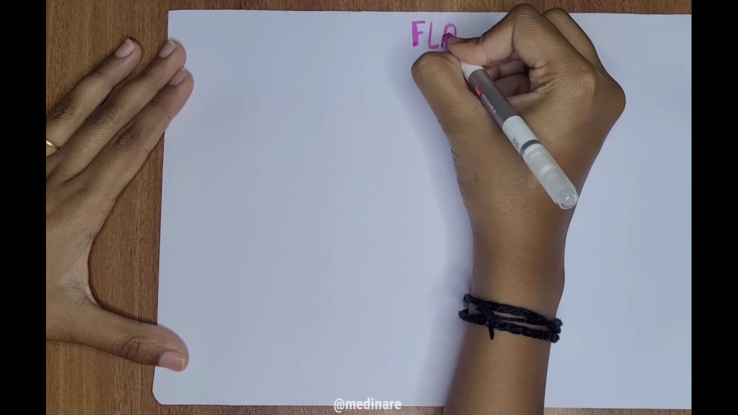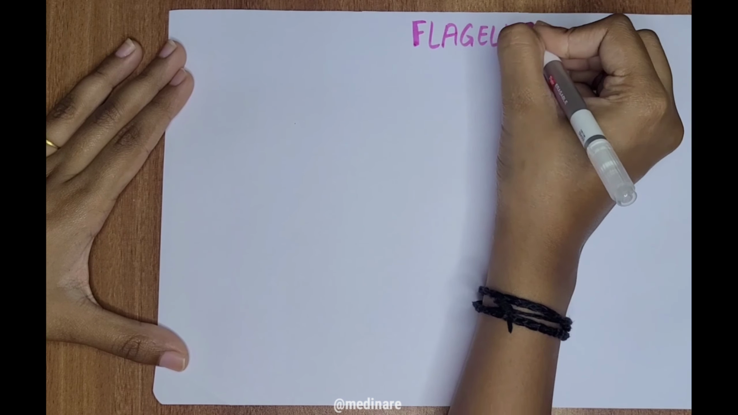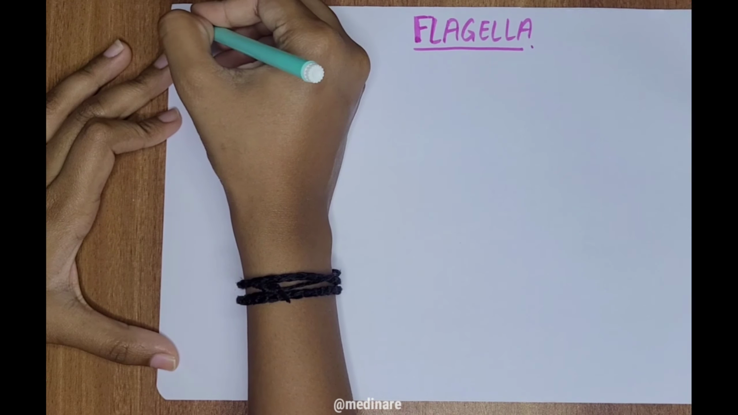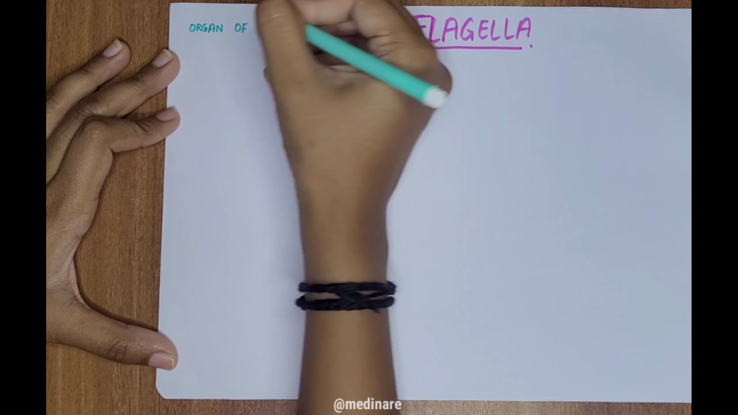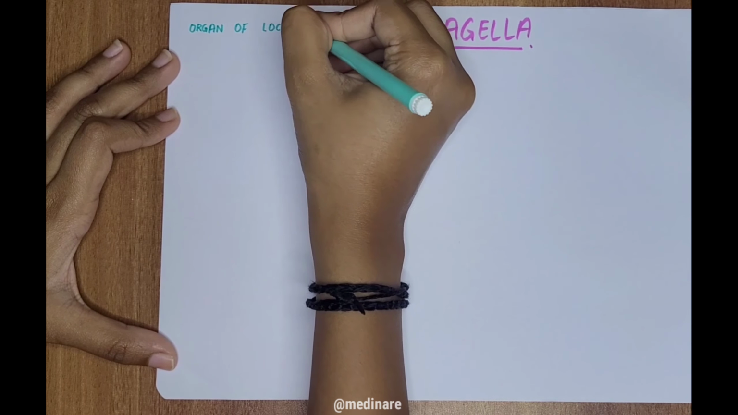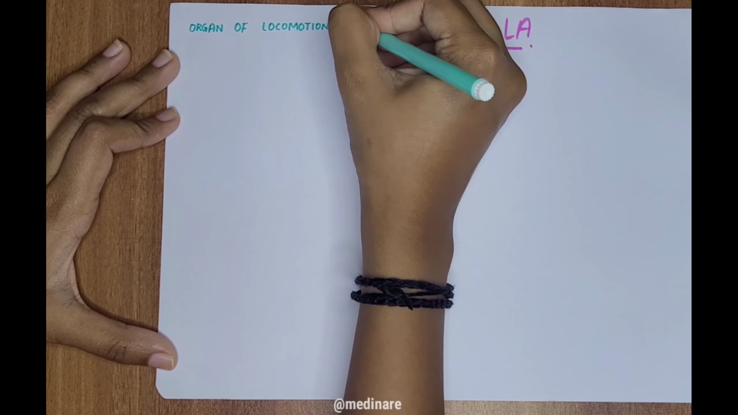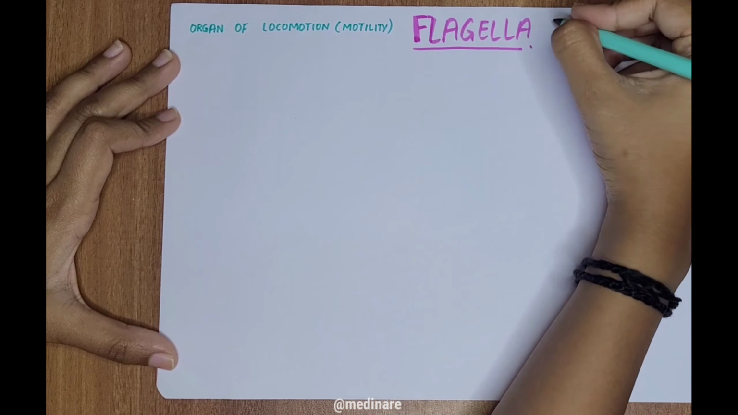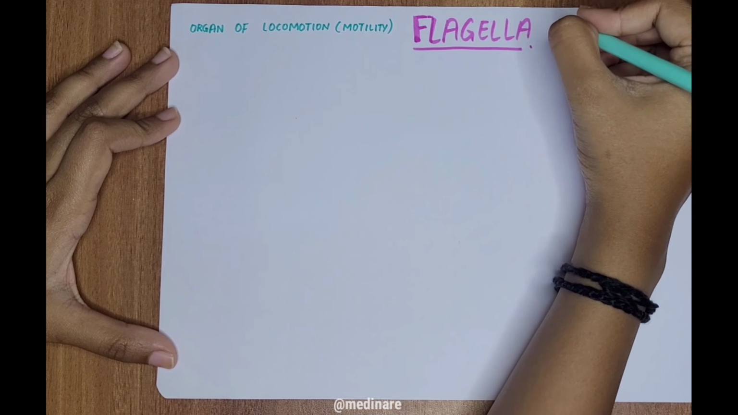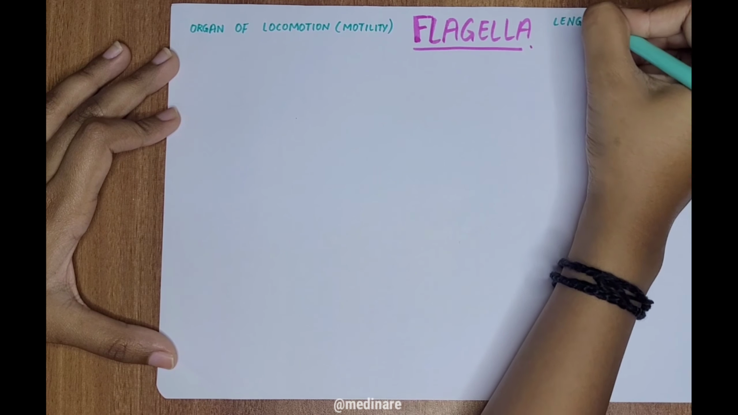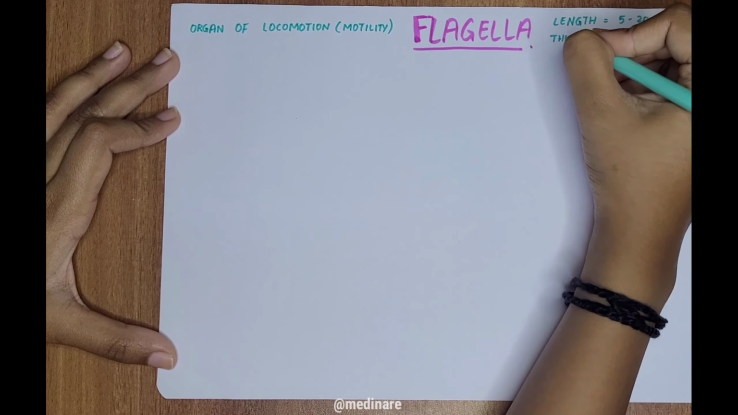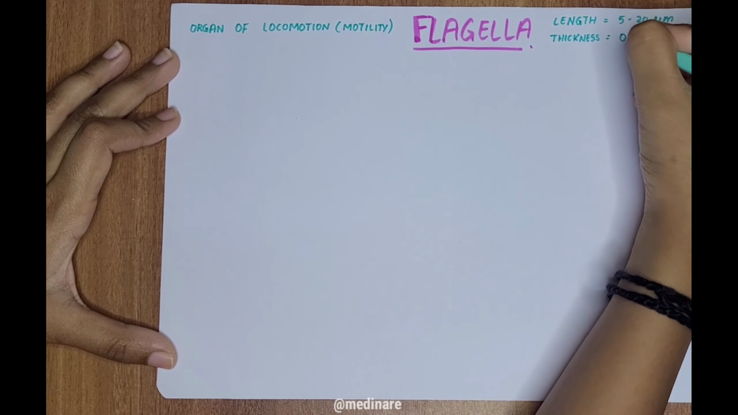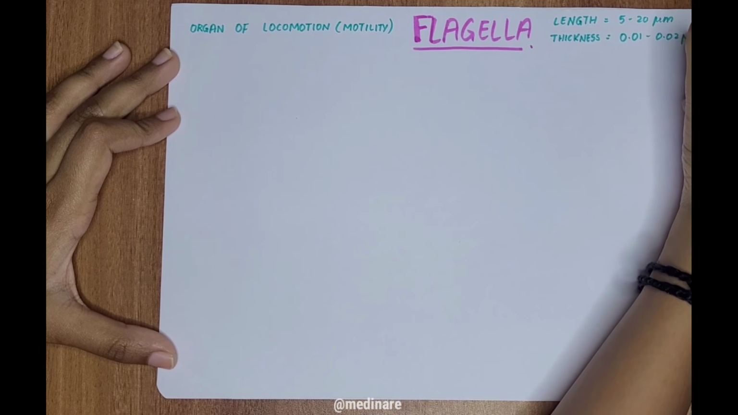In this video, let's discuss bacterial flagella. With the help of flagella, the bacteria can move from one place to another, and therefore they are called organs of locomotion. The length of the bacterial flagella ranges from 5 to 20 micrometers, whereas the thickness ranges from 0.01 to 0.02 micrometers.